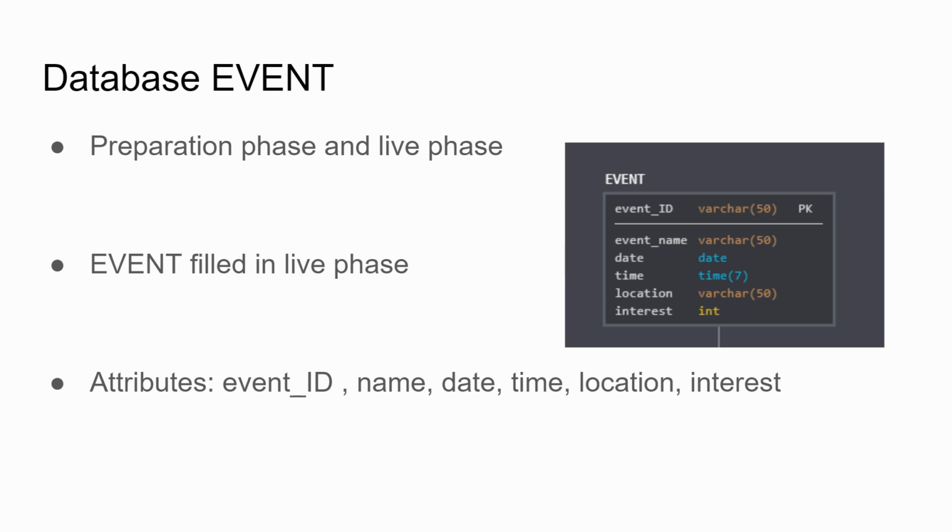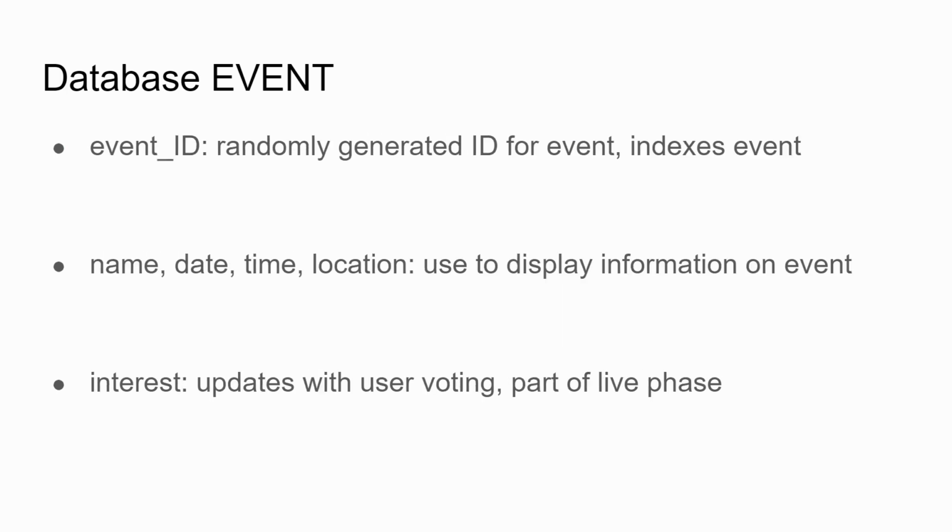Once the data for each event has been converted into a Microsoft Excel file, it is loaded into the event table. The event table has 6 attributes: the event ID, which is also the primary key, the event name, the event date, the event time, the event location, and the event interest. These attributes are used to display information inside the app.